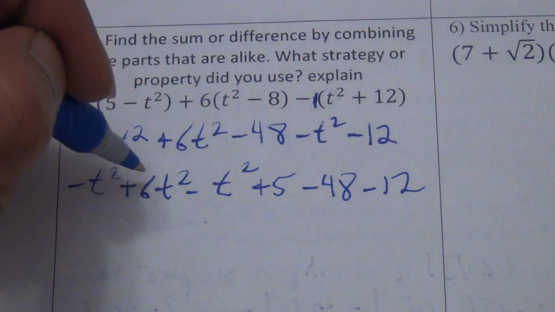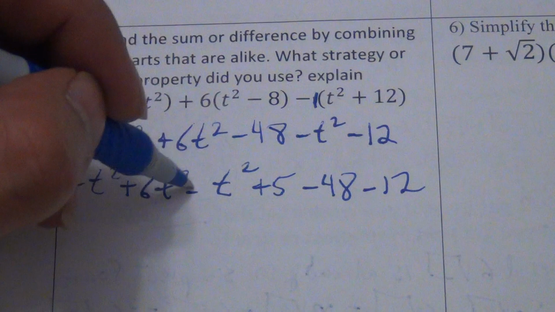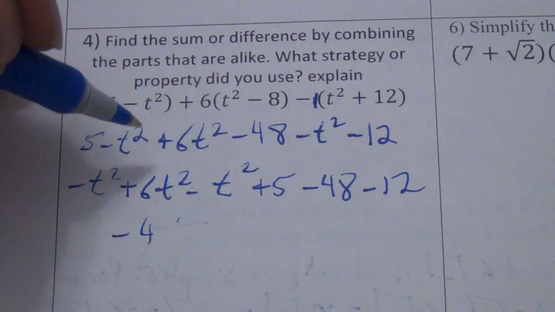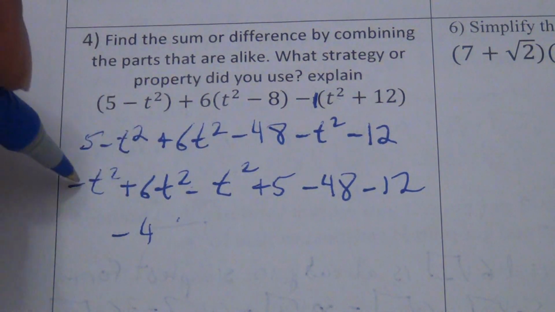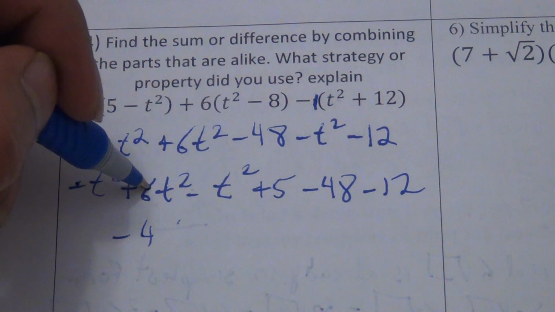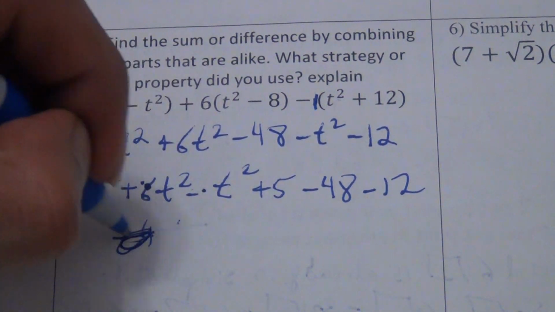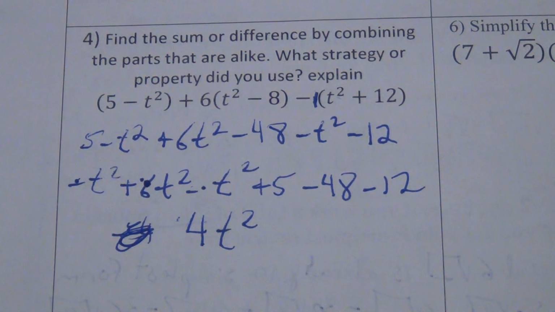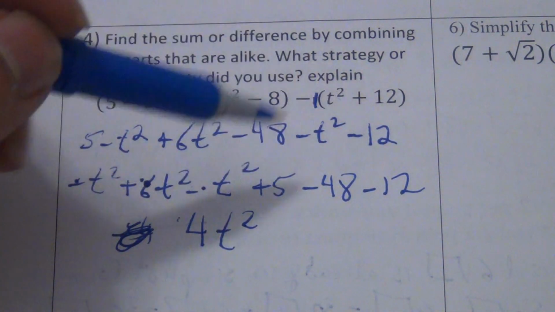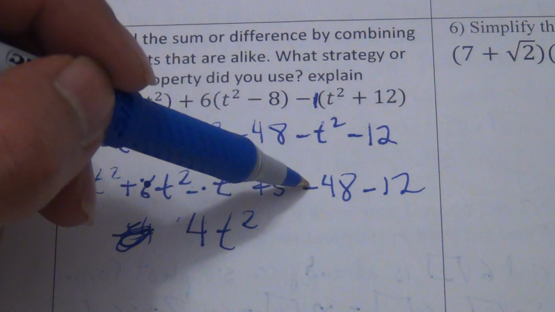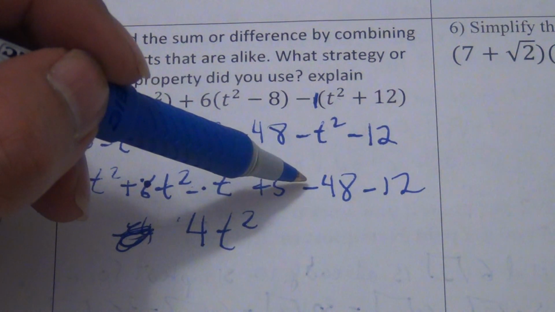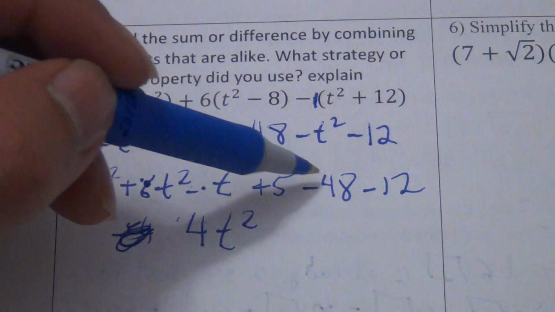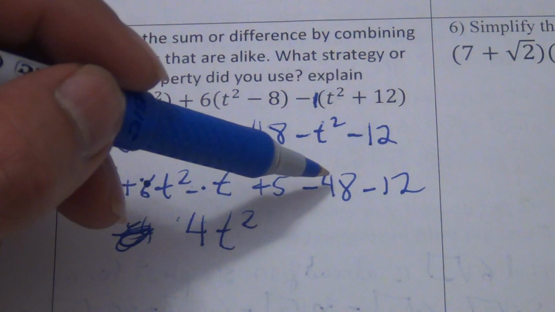Okay, negative 1 plus 6 is 5. 5 minus 1 is 4, sorry. So this is 4t squared. And now the natural numbers, the integers. 5 minus 48 is, what's 5 minus 48? Oh, negative 43. Negative 43. Wait, hold on a second.